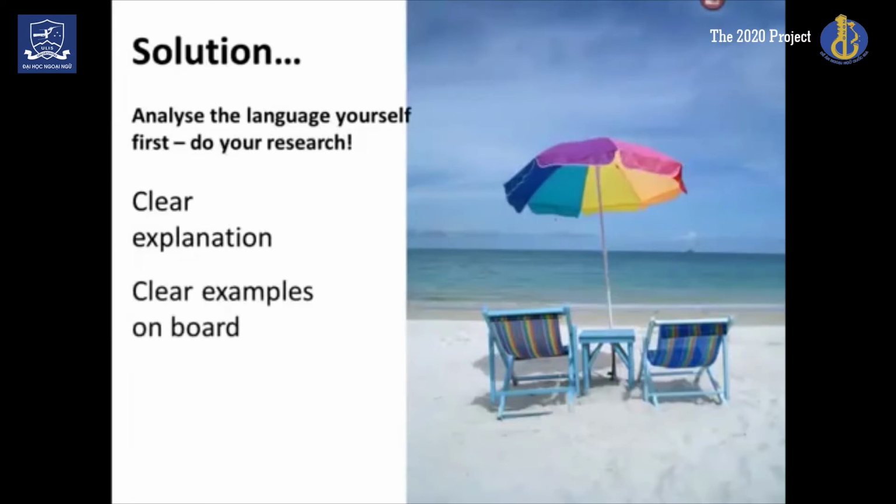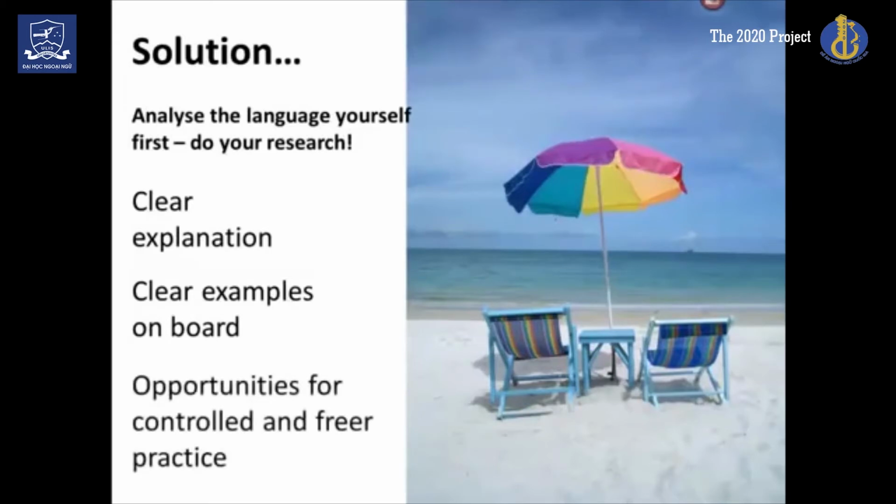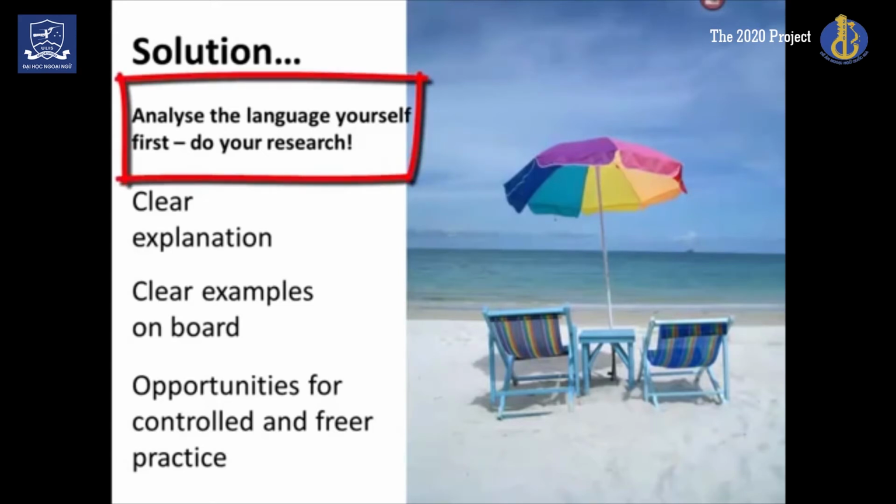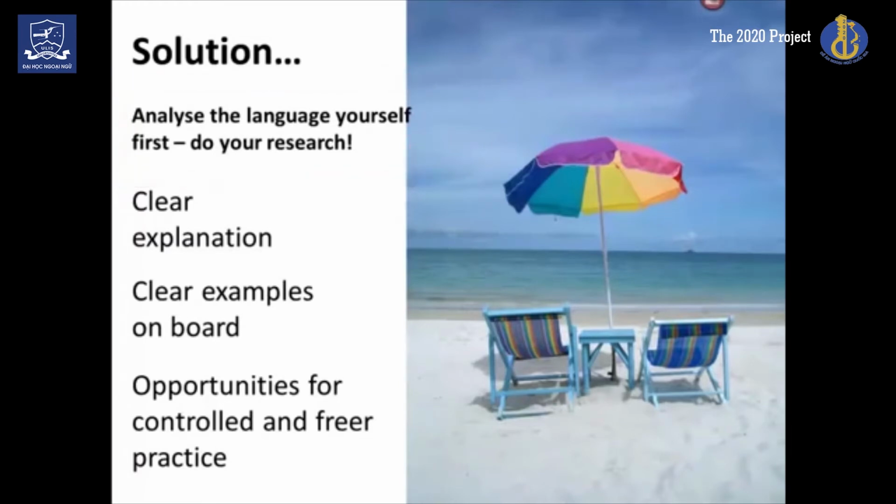Clear examples on the board. It's almost like a mathematical formula, this. There's definitely very clear rules. As long as you can give clear examples, that will help. And of course opportunities, plenty of opportunities for controlled and freer practice. Controlled practice, perhaps them adding question tags onto the end of statements, different statements to different auxiliaries. Freer practice, trying to get them to use it. So this is important, but that first one is really vital. If you know it yourself very well and think about how you can explain it clearly and simply, that's the crux of this.